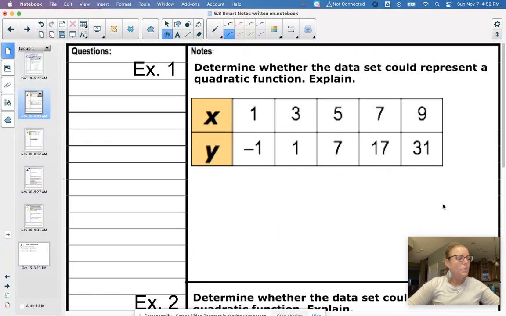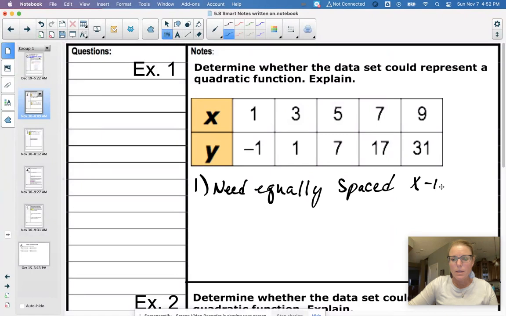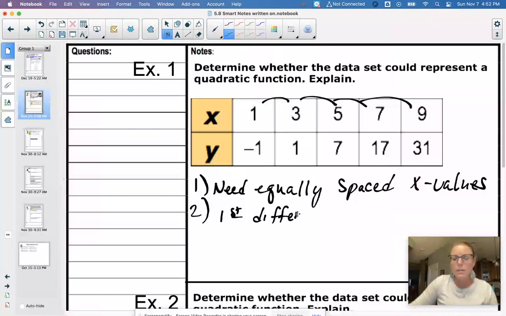So example 1, determine whether the data set could represent a quadratic function. That's exactly how we're going to use this. So the first thing we have to do is, number one, we need equally spaced x values. And up by two, up by two, up by two, up by two. You're good there. And number two, we have to look at first differences. That's looking at the y values. And then we're going to look at second differences.